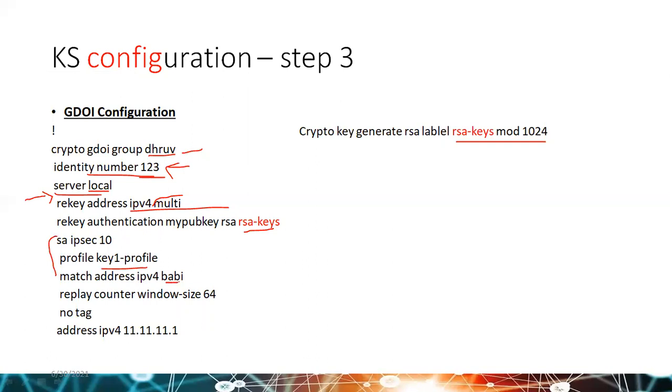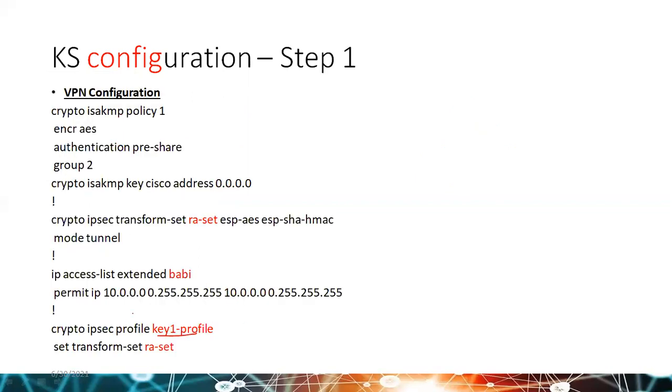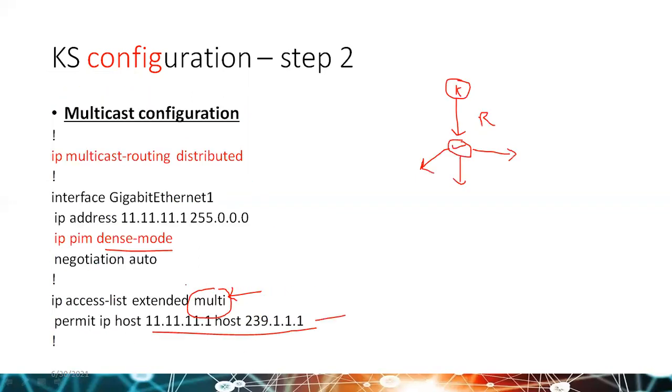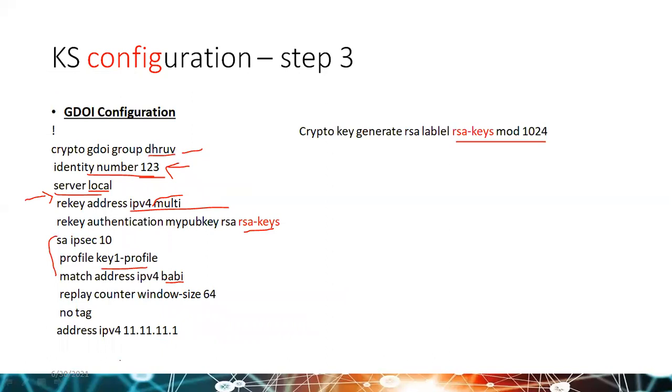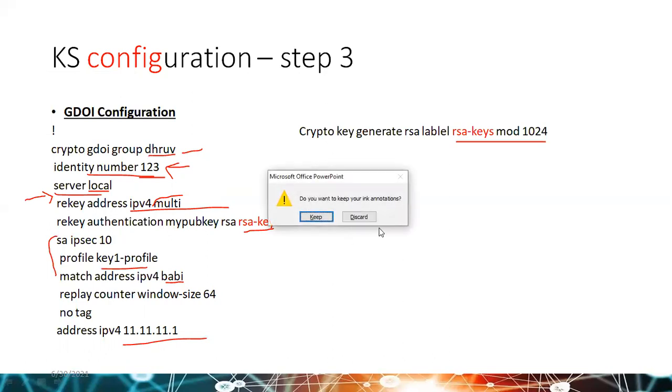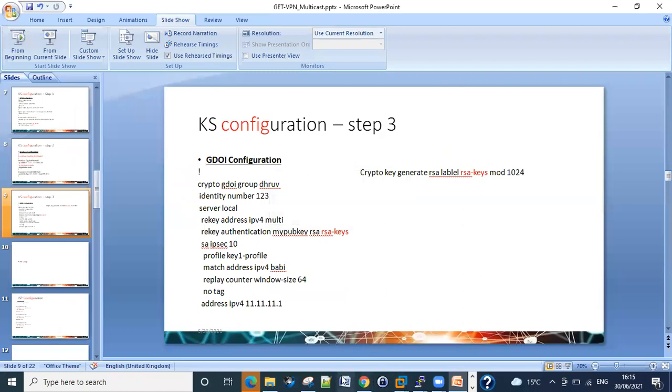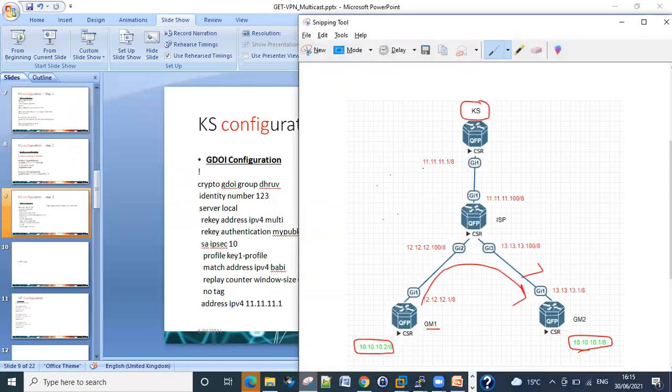And the IPv4 ACL, which was the crypto ACL in the first step. And finally, the IP address of the KS1, which was 11.11.11.1. Just to refresh your memory, this was the topology, and this was the IP address, 11.11.11.1.